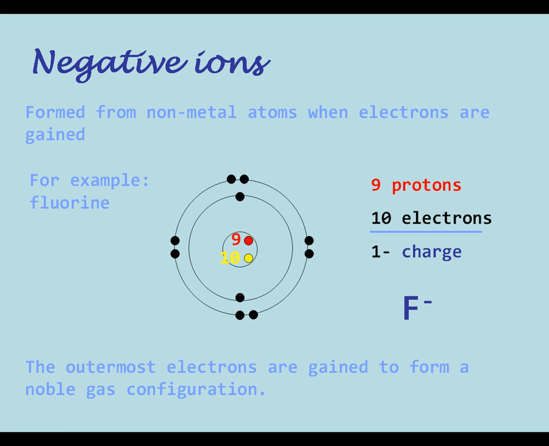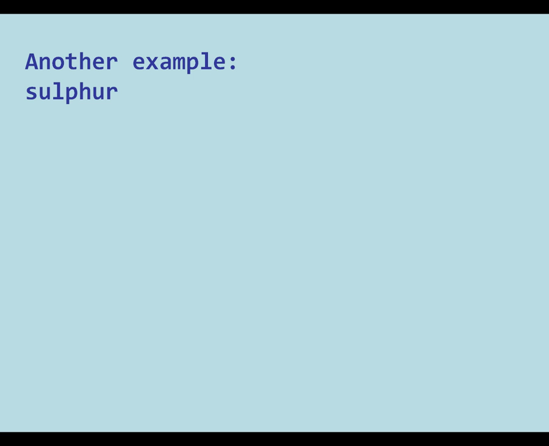The outermost electrons are gained to form a noble gas configuration again. So, as we saw with the positive ions, what was left behind was usually a noble gas configuration. Here with the negative ions, what's formed by gaining electrons is again a noble gas configuration. So in order to form ions, the resultant ion would normally have noble gas configuration because it's a much more stable situation.